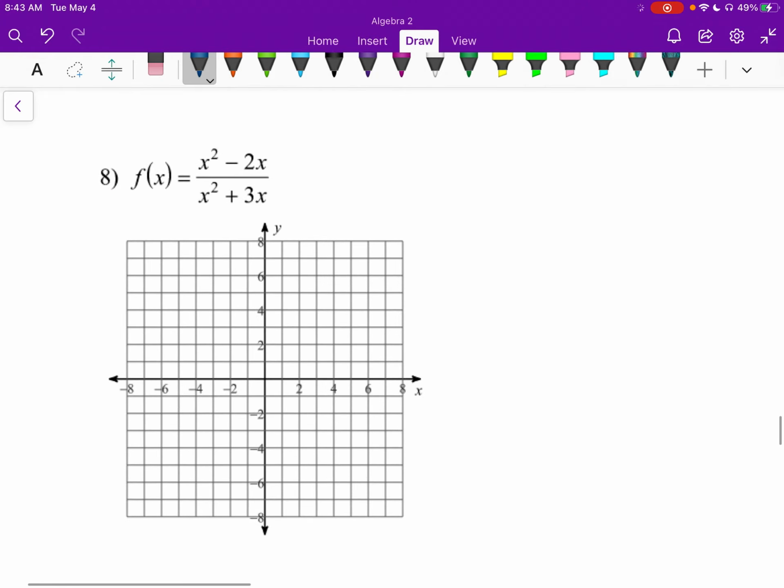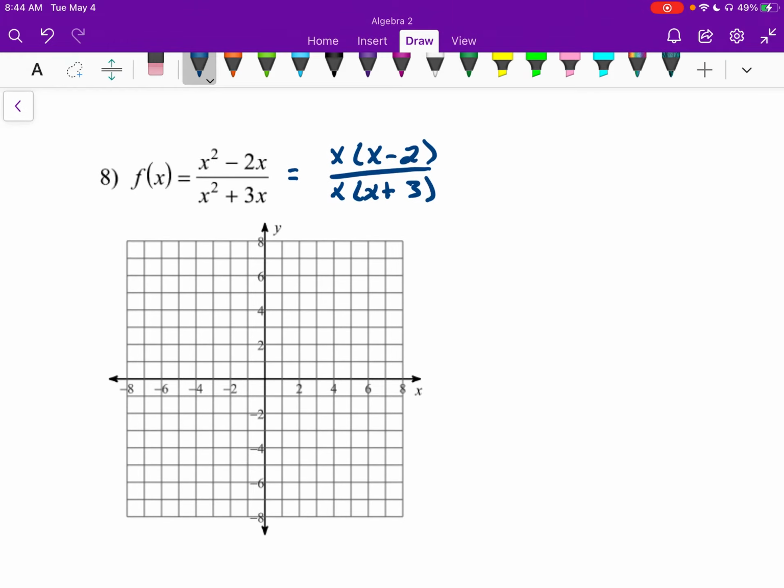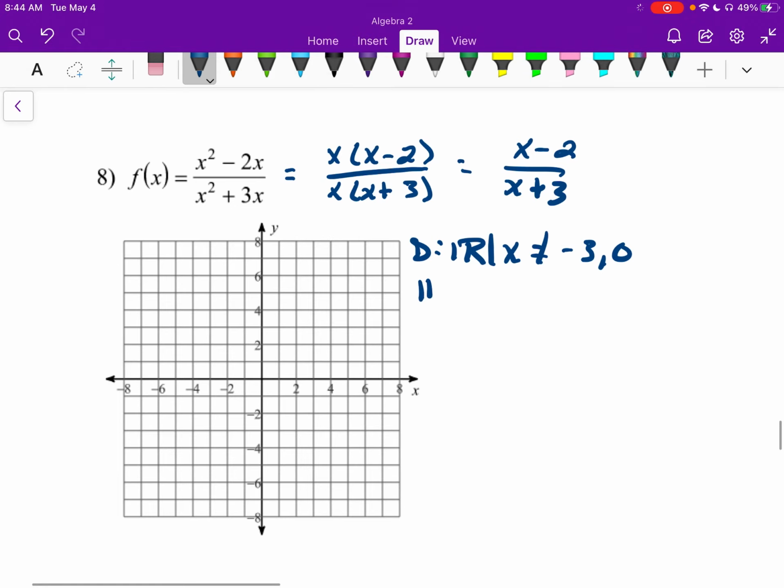Number 8, again we want to factor. We're going to have x minus 2, x plus 3. I'm going to go ahead and cancel, and this would cancel to be x minus 2 over x plus 3. My domain will be all reals, given that x cannot be -3 or 0. I have a hole at 0. I have a vertical asymptote at x is -3.